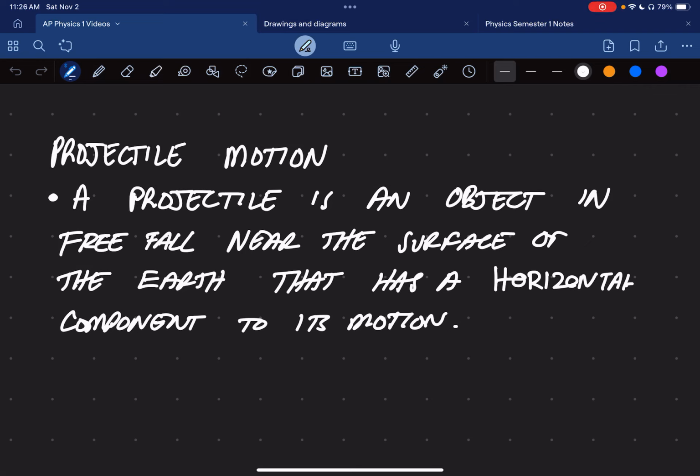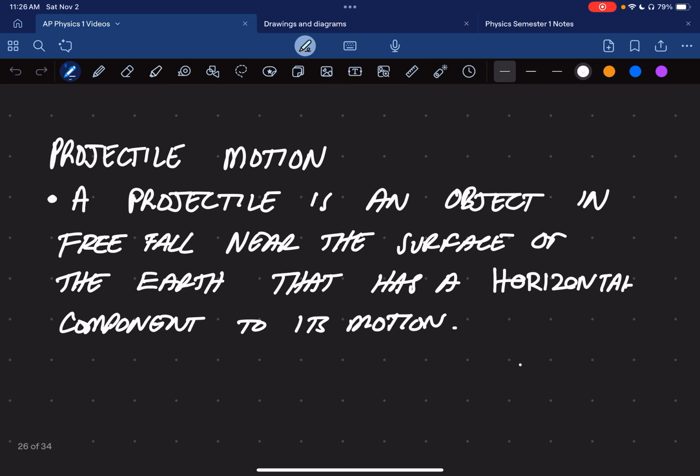This lesson is on projectile motion. If you haven't seen the free fall lesson, you should go watch that one first. So a projectile is an object that's in free fall, near the surface of the Earth, but it has a horizontal component to its motion.